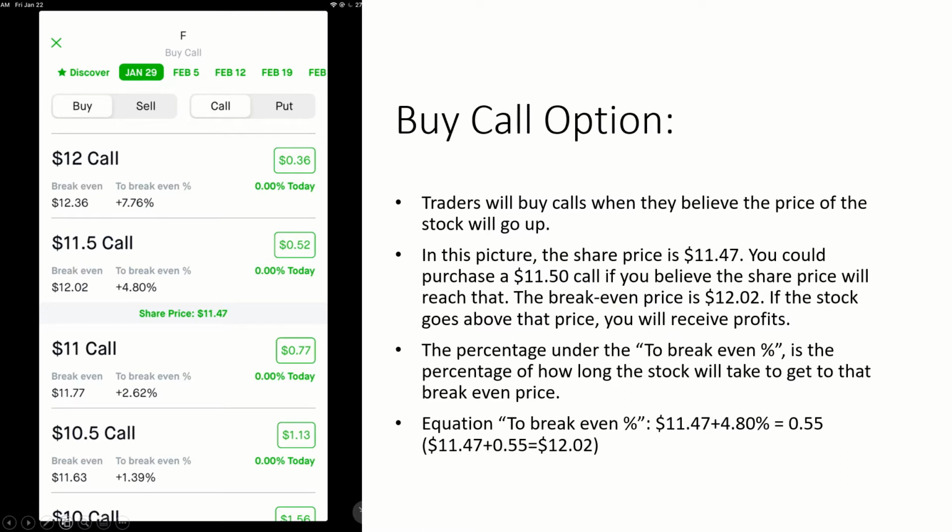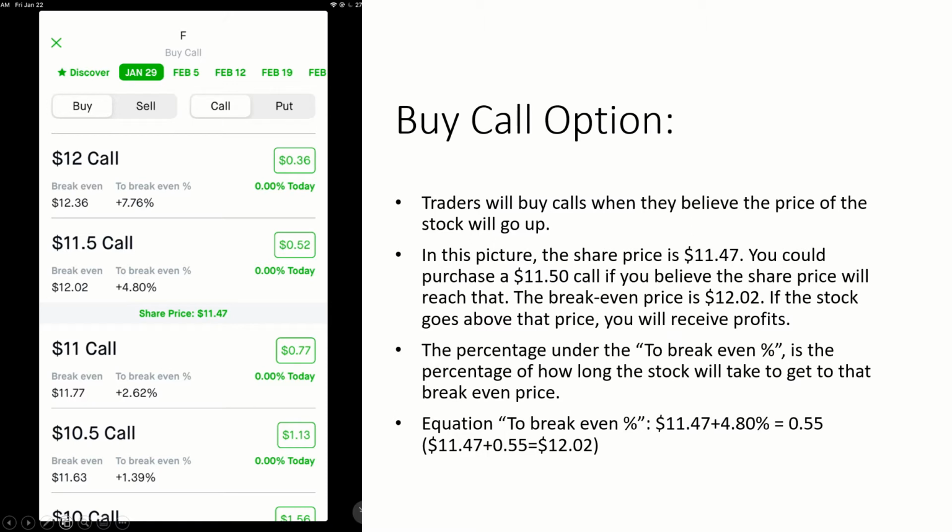This is $11.50. Okay? So, say you planned on holding this contract until January 29th. We're going to say that date, because that's the price of the break even and how much it was in this picture. Every day, like each date, the break even price increases. So I can't say what that is right now. I'm going to go off of what's on this picture.